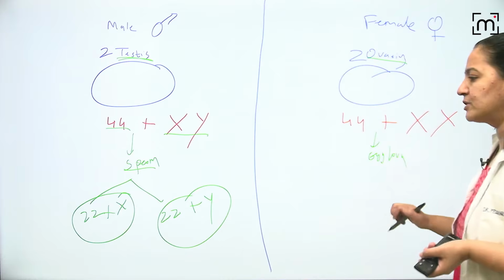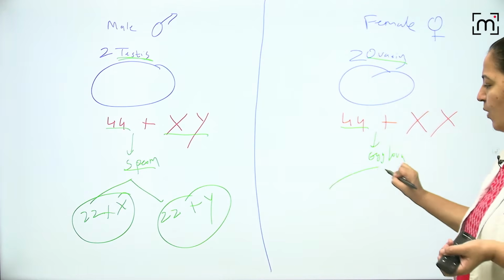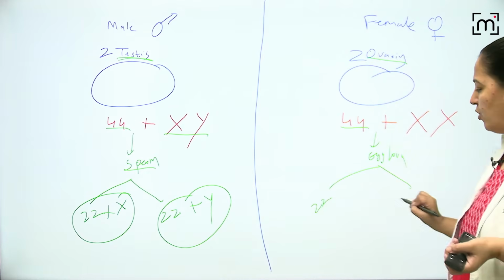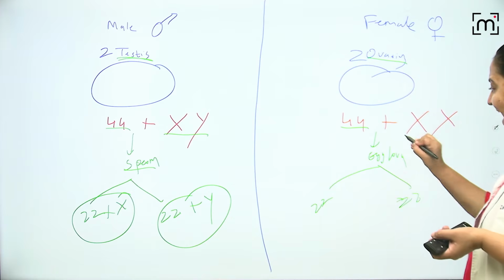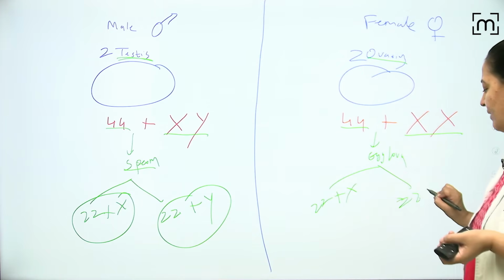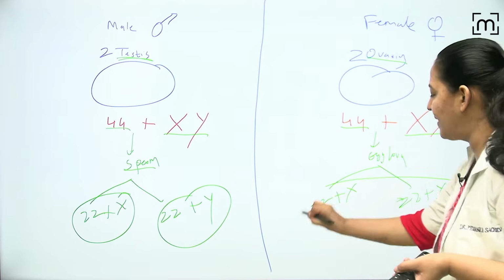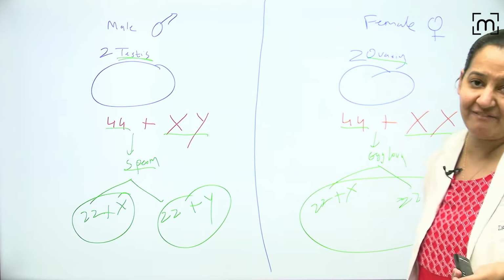In the females also, inside the ovary, how are ova formed? So this 44 gets divided into half. So again 22, 22. And this XX also gets divided into half. So 22 plus X, 22 plus X. So the egg is of only one type, that is 22 plus X. So egg doesn't have any type.